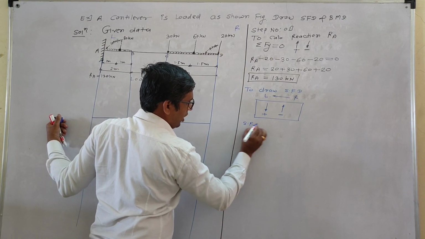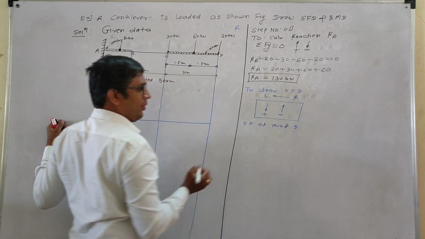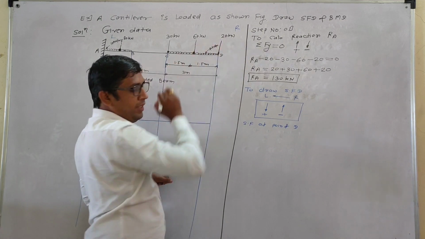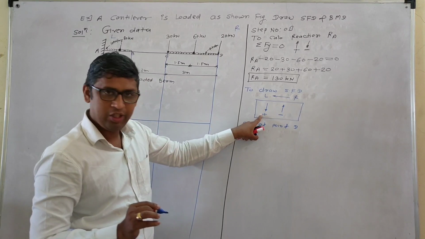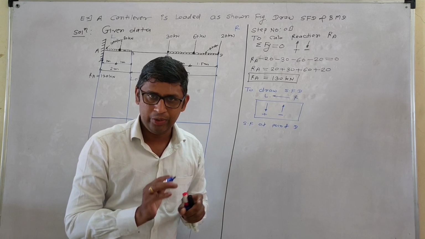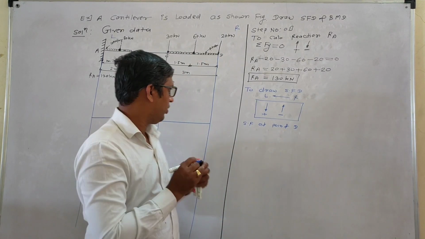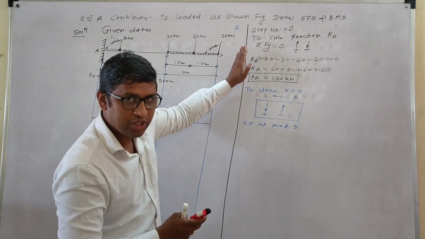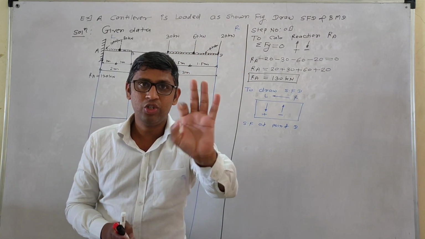Shear force at point D. The concept is: force is downward, take it positive; force is upward, take it negative. And shear force means what? It is the algebraic sum of unbalanced vertical forces, either on the left side or on the right side. This is the concept of shear force.